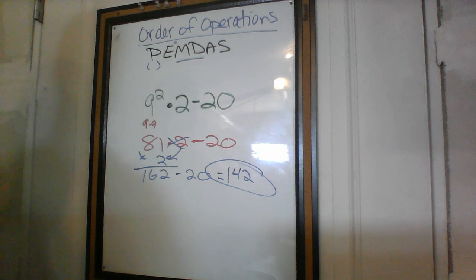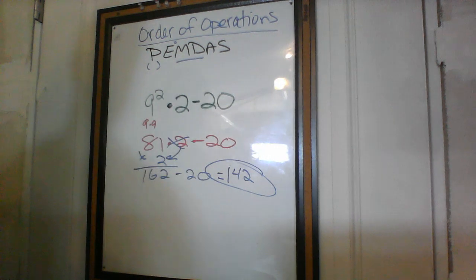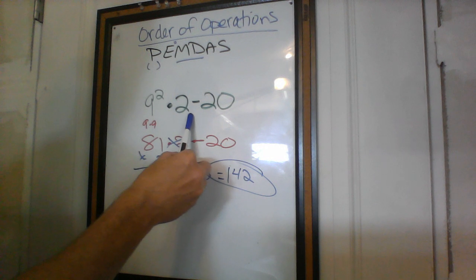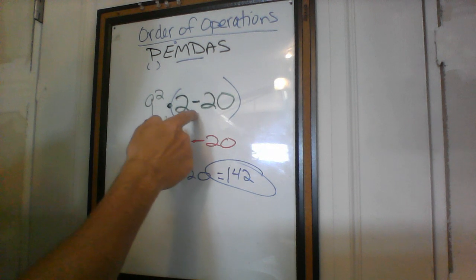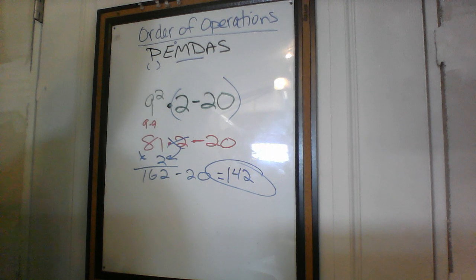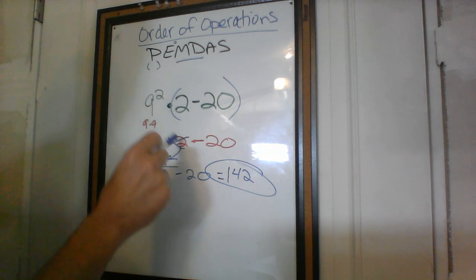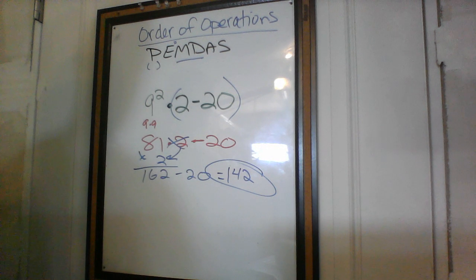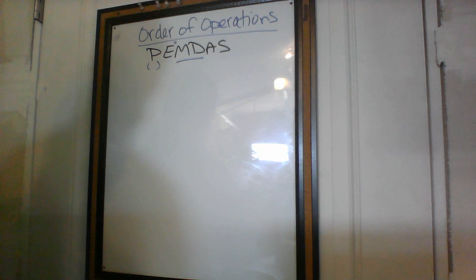Again, we could change the answer big time if we put parentheses around, say, we do it here. All of a sudden we have 2 minus 20, we have negative 18. It's going to get us a completely different answer because we're going to have 81 times a negative 18. It's going to be a massive negative number. I don't want to do that math. So make sure you follow order of operations.